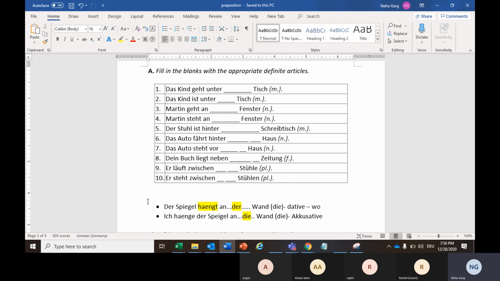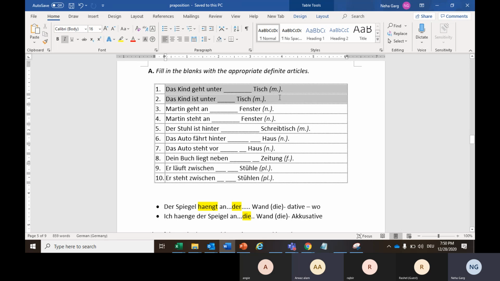Rajveer, Anju, geschrieben. Yes, ma'am. Okay, so I'm just going to read one sentence. I'll name any random person and then you have to give the answer. So first, Anju will give the answer. Anju, please read the sentence and tell us the answer. Number 1. Okay. Das Kind geht unter den Tisch.